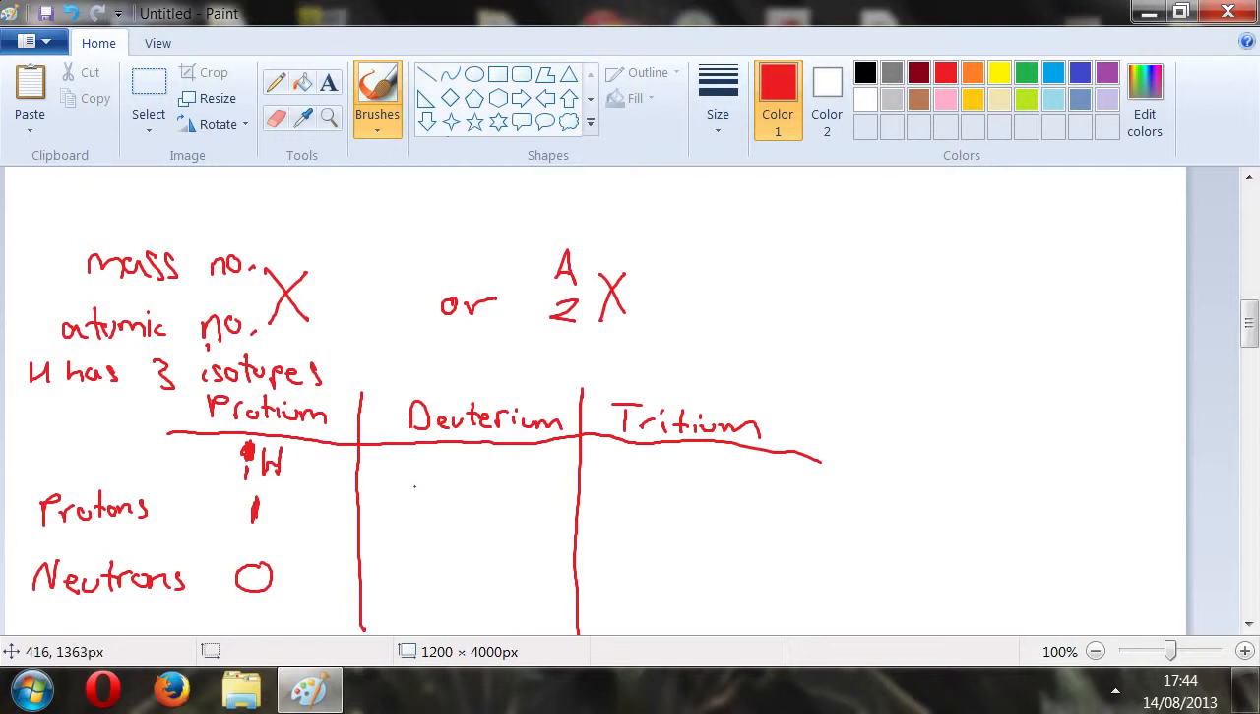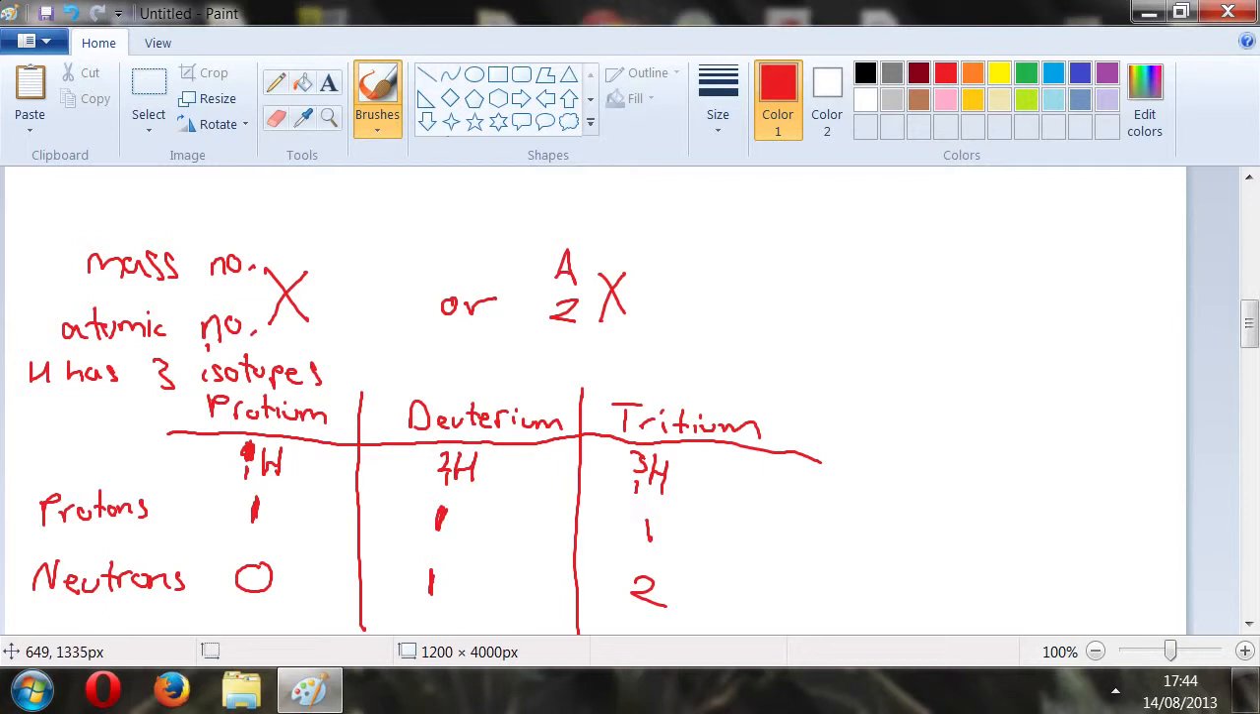Okay, so deuterium. It has 1 proton and 1 neutron. Again, we put the atomic number first. Now we add them up: 1 plus 1 is 2. So it's going to be 2, 1, hydrogen. And tritium has 1 proton and 2 neutrons, so it's 3, 1, hydrogen. So there we go.